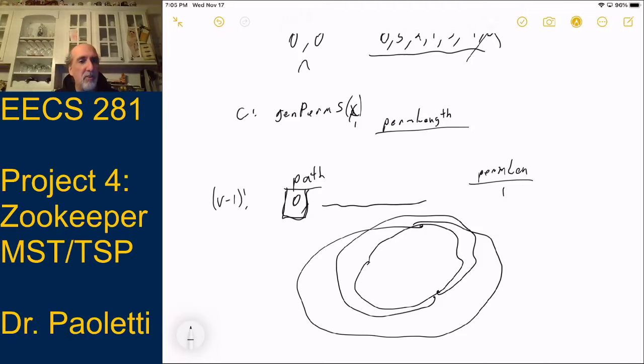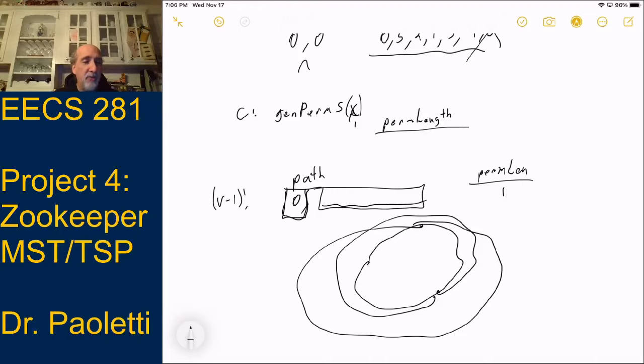That's a big difference. Okay, so when we call genperms, we've got to give it perm length of 1, and the path has to have 0 followed by everything else. The order doesn't matter in terms of getting the right answer. The order could matter in terms of getting that answer faster. So think about that. What would be a good order for things in this path so that you can get the answer a little bit faster?